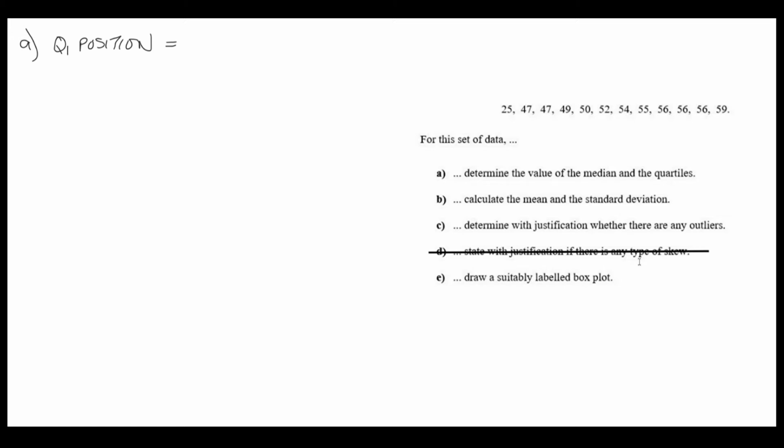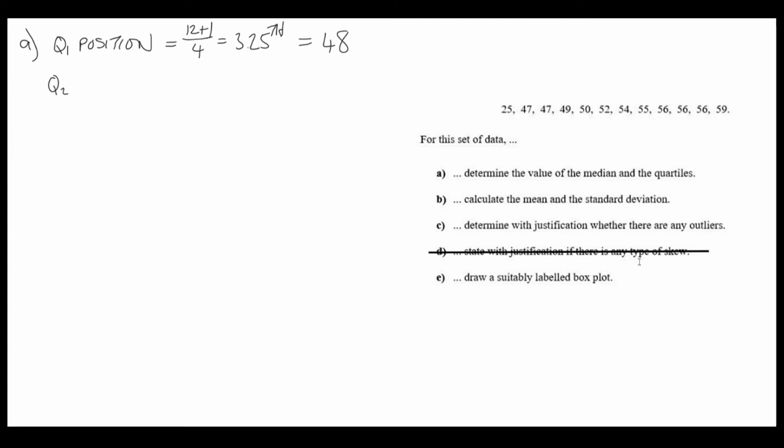Q1's position, we're going to use (n+1)/4. In this case, n is 12, so (12+1)/4. That tells us to look in the 3.25th position, so that's in between the third and the fourth. The third is 47, the fourth is 49, we're looking for 48, right in the middle.